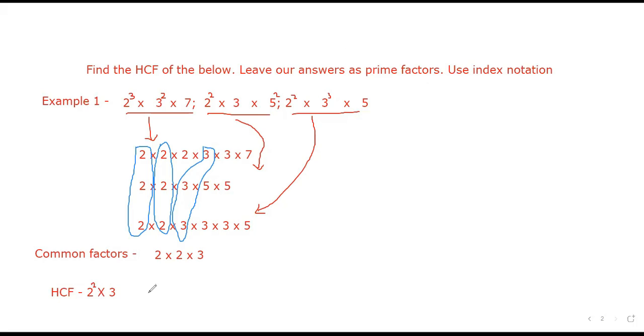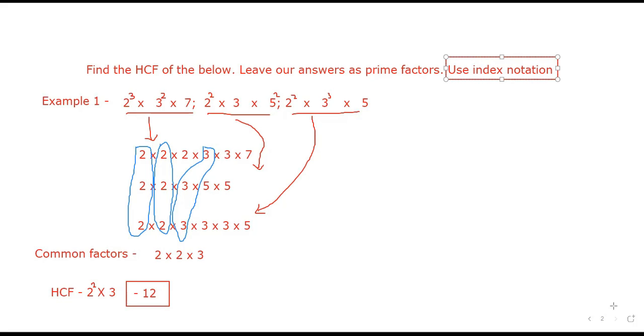That is the HCF. Now, if the question didn't require us to put it in index form, I'm sure the answer would just basically be 2 times 2. That's 2 to the power 2, which gives 4. 4 times 3. That's 12. Boom. That's basically going to be our answer. But we're asked to leave our answer in index notation. So this is very simple. This is how to determine the highest common factor.